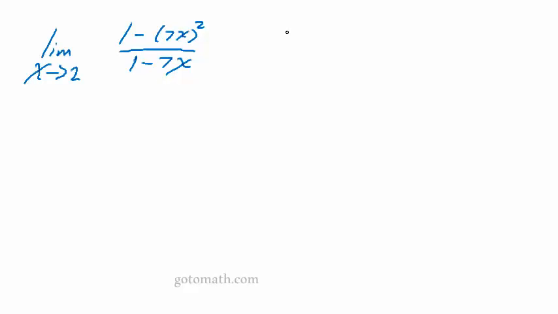Okay, so let's go ahead and write that out again. This is the limit as x approaches 2 of (1 minus 7x) quantity squared over 1 minus 7x. Now I'm going to write this as f of x is equal to (1 minus 7x) squared over 1 minus 7x.